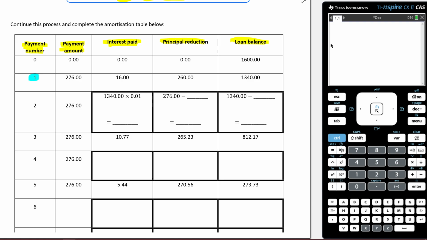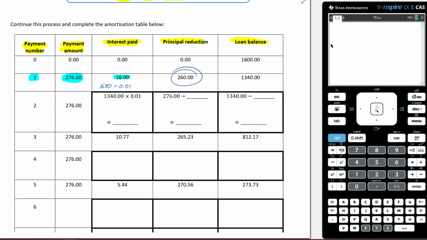Payment number 1. We're making a repayment of $276. The interest being paid is $16. Now, where did that $16 come from? Well, remember what we said. It's simply 1% of $1,600 here. So we went 1,600 times 0.01, and that got us our answer there. That's what we did to figure it out. Because remember, the interest being paid is just 1% of the loan balance.